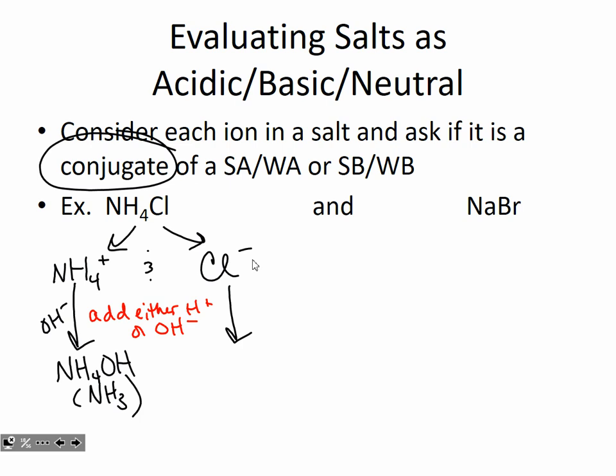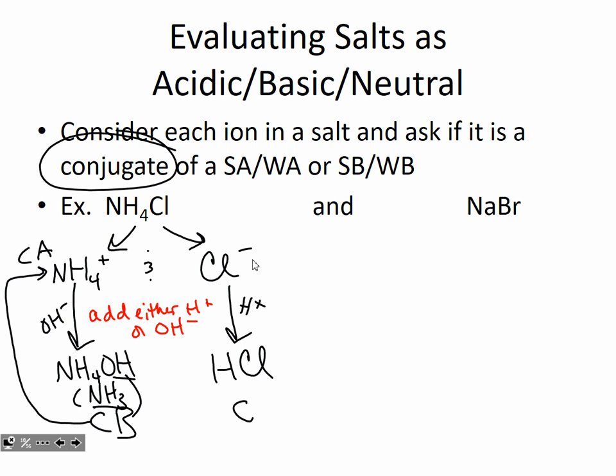And then likewise, chloride, add either H plus or OH minus. Well, we want to add H plus because negative, right? Positives, negatives, they go together. So HCl. And then think, so this is our conjugate. Is this a conjugate acid or a conjugate base? Well, you know, ending in hydroxide, this is a conjugate base, which means that ammonium must have been a conjugate acid, right?